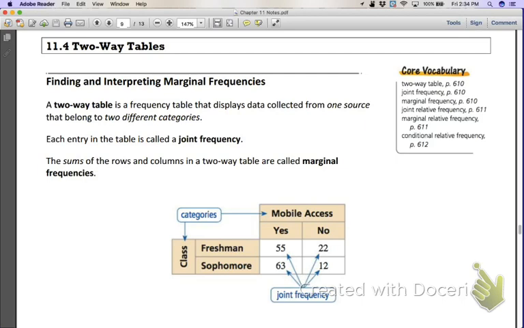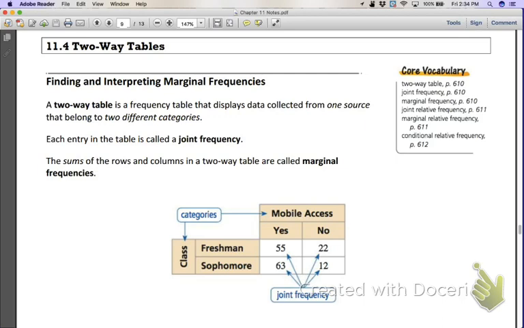Then you have mobile access, so depending on what that means, it may be like having a cell phone or having access, maybe not you personally having your own phone, but maybe just mobile access in general. To where each value is what's called joint frequency. Joint frequency is each individual value.